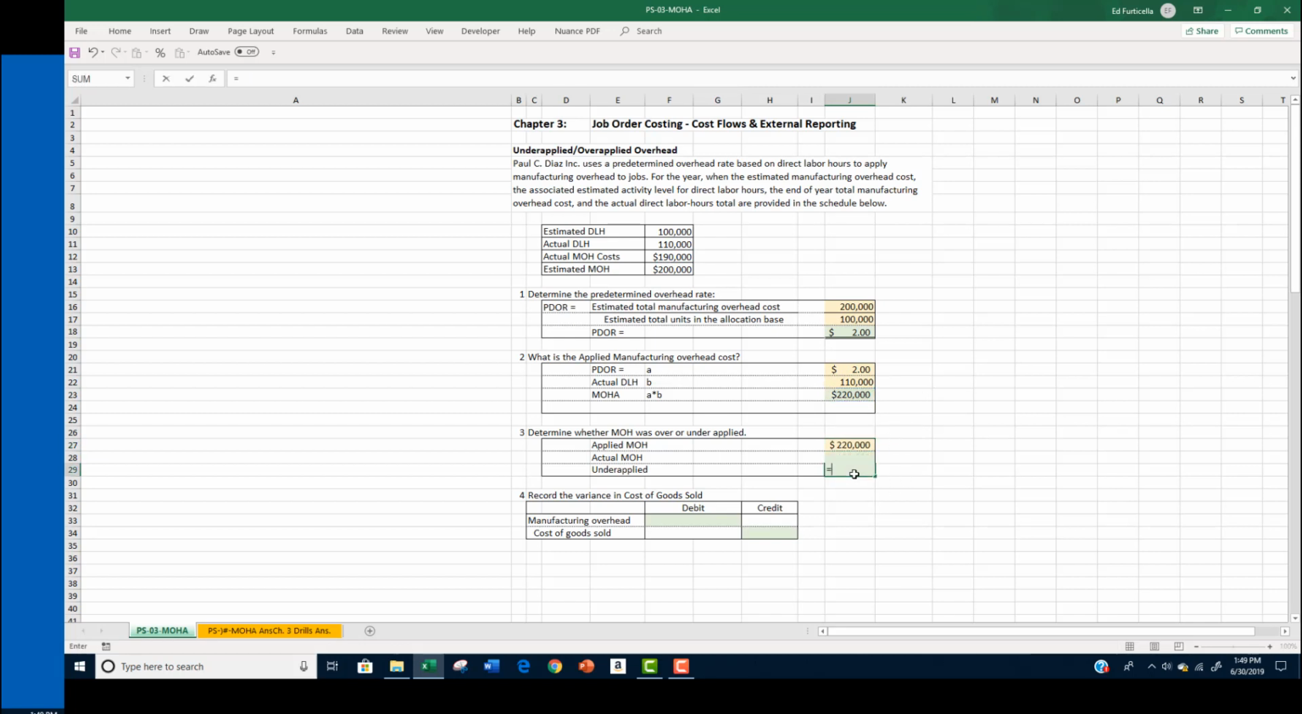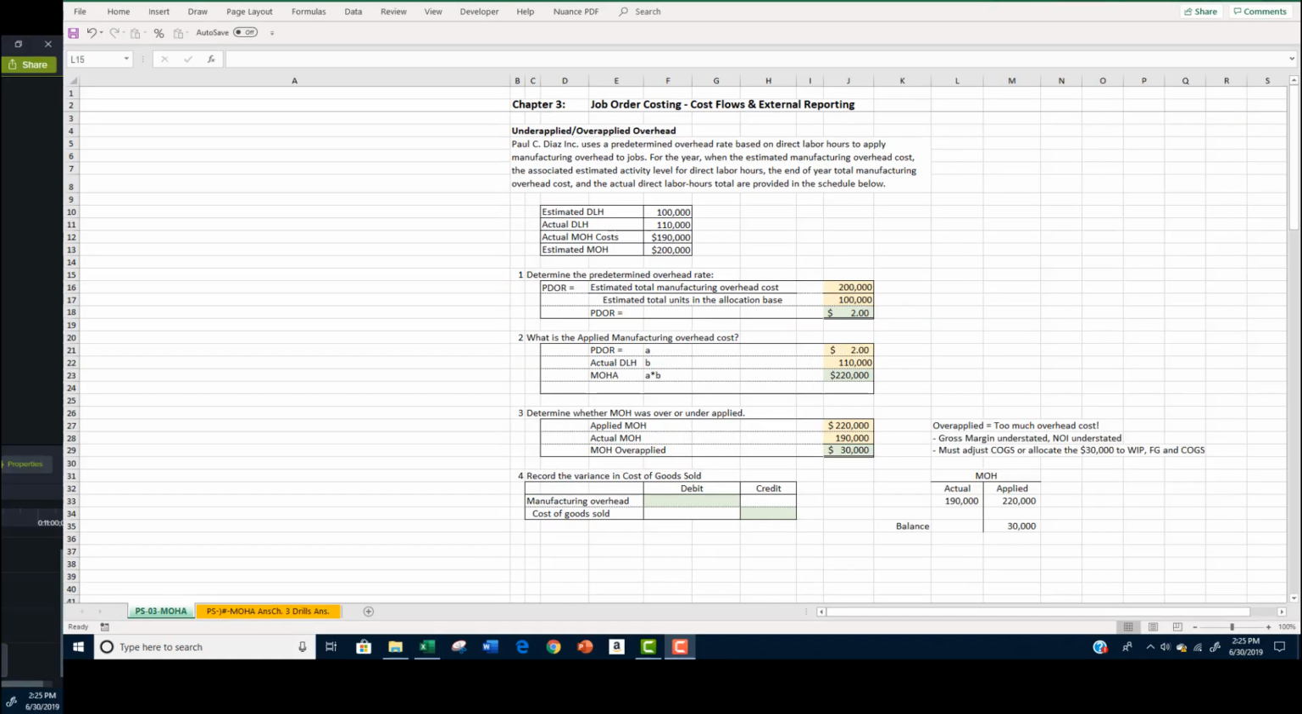We had applied more overhead than we needed to. As a result, we are over applied by 30,000. If we're over applied by 30,000, it means that we have too much cost for the period. At the end of this period, the balance in the manufacturing overhead account needs to be cleared out.